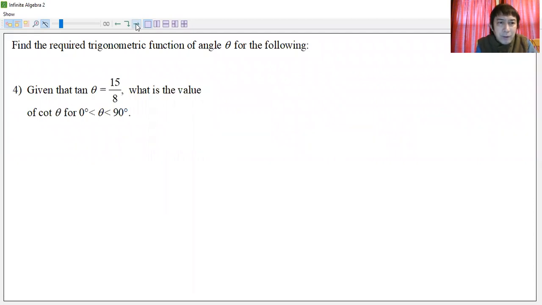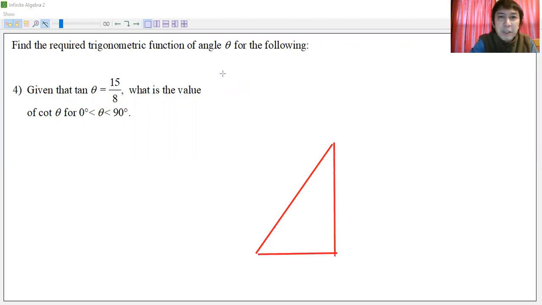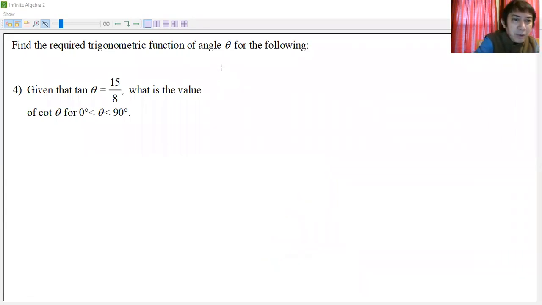Here's number 4. Given that tangent theta is equal to 15/8, what is the value of cotangent theta? Angle theta is between 0 and 90. We can just draw a simple right triangle. After all, this is in the first quadrant and there are no negative values there. So we will just draw a simple right triangle like this. Or we shall put it at the left side, so we will have more space to write on. You can put it over here. After all, these are all positive values.